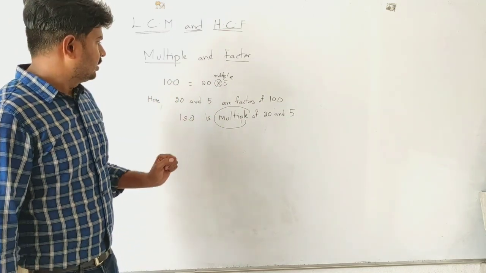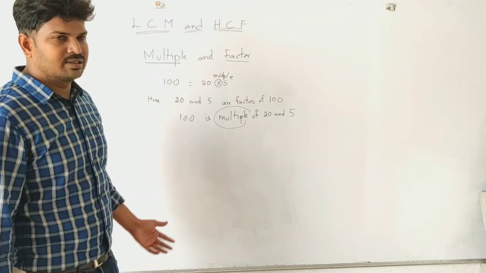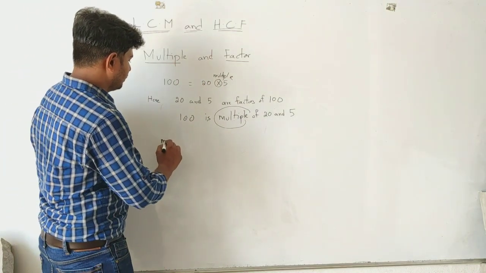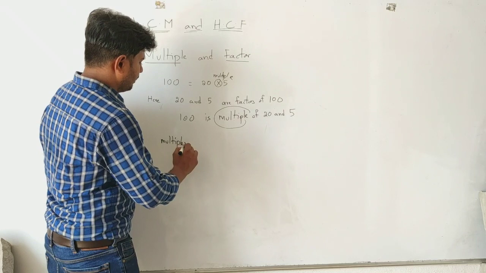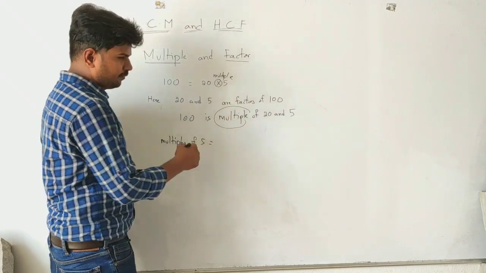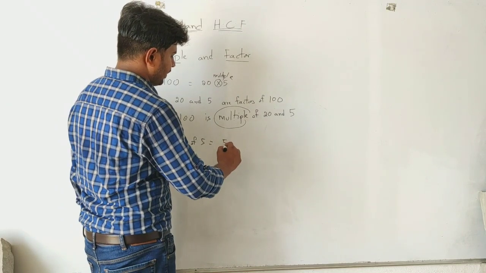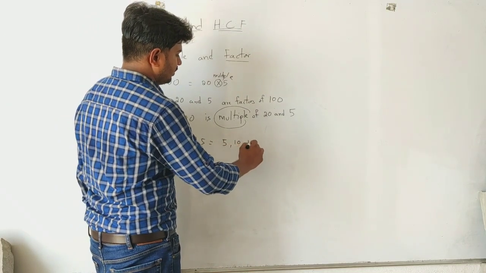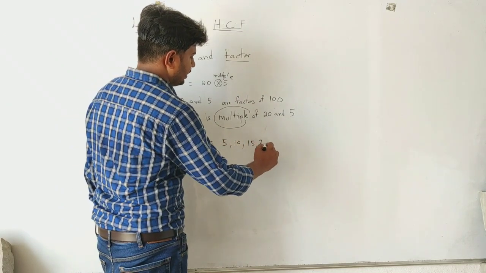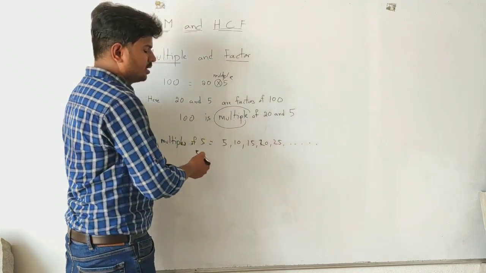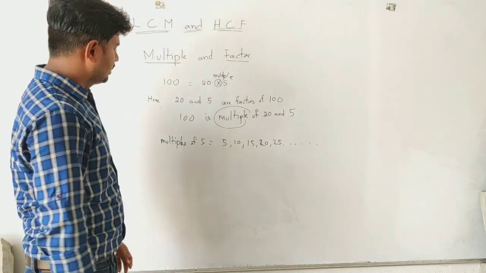Okay? If you are still not satisfied with this, let me give you one more example. If I want multiples of 5, it's like the 5 table. You get minimum as 5 1s are 5, 5 2s are 10, 5 3s are 15, 5 4s are 20, 5 5s are 25, and so on. These all numbers are called multiples of 5.